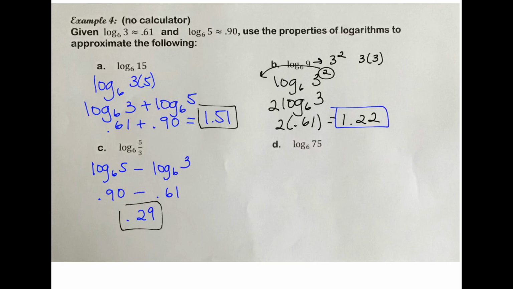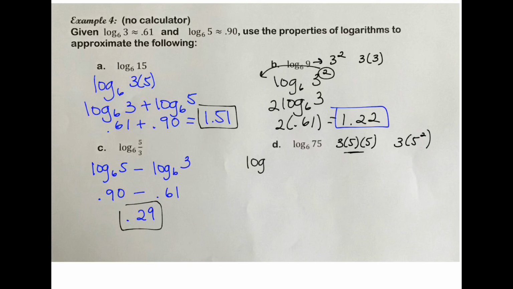All right, last example, log base 6 of 75. So there's a couple different ways of how you can manipulate the numbers to get 75. So for example, I can do 3 times 5 times 5. I can do 3 times 5 squared. So we've got multiple operations happening. Either way you decide to go about it, you will end up getting the same answer. So I'm just going to do this first one.